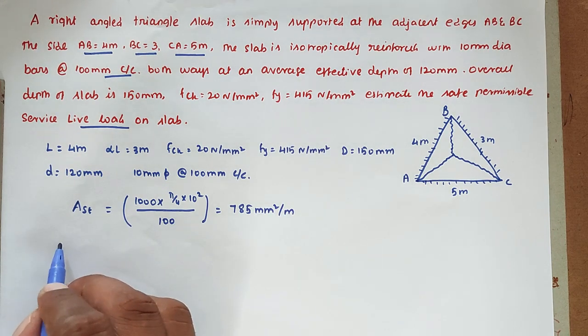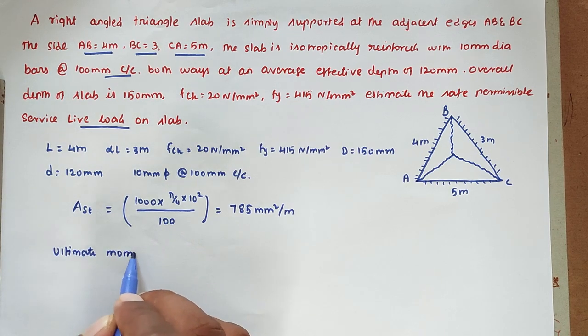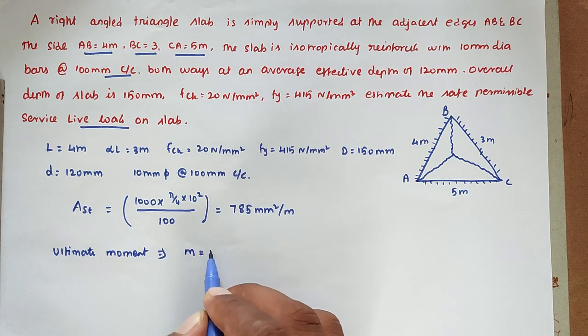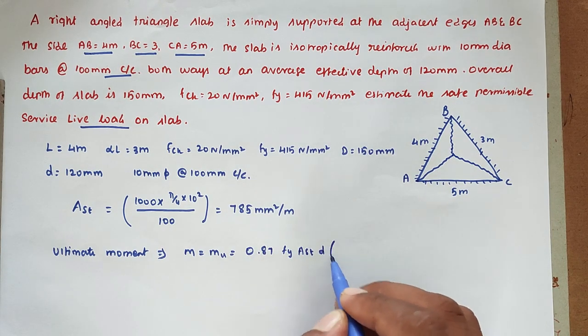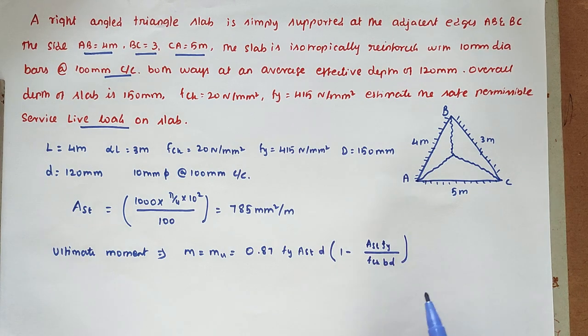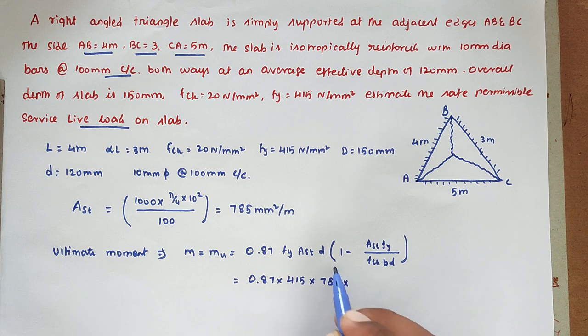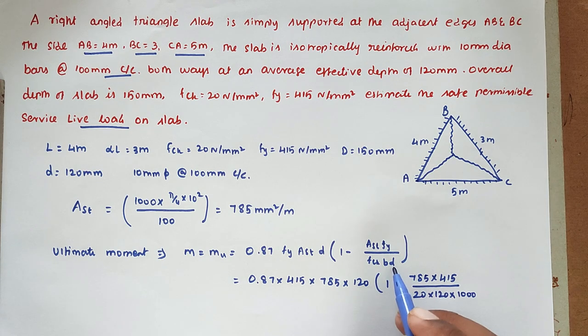Next, we can find out the yield moment, that is our ultimate moment. The ultimate moment we call Mu equal to, so we know the formula, 0.87 fy Ast d into 1 minus Ast fy divided by fck b d. We can substitute all the values: 0.87, fy value is 415, Ast value is 785, d is 120, into 1 minus Ast value 785 into fy value 415 divided by fck 20 and b value is 1000 and d value is 120.